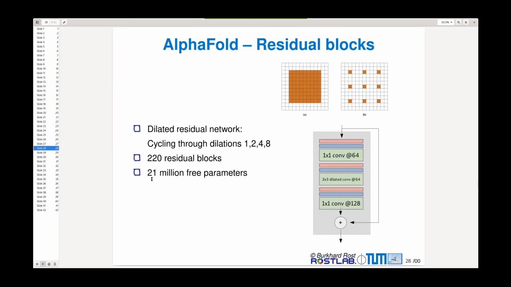Still, at least from today's point of view, you would say it's not even that big of an architecture. It has 21 million free parameters. And they mostly achieve this, even though the network is so deep, through this technique of these dilated convolutions. So they can have that many layers because it's just 3x3, and they get a pretty good receptive field by just using those.